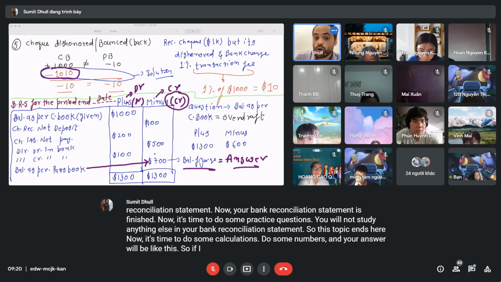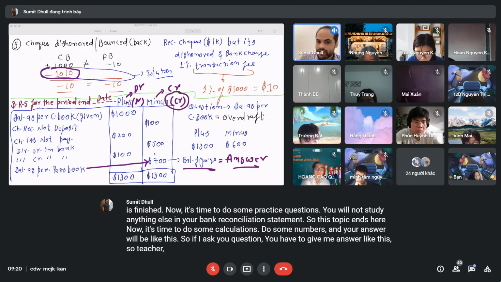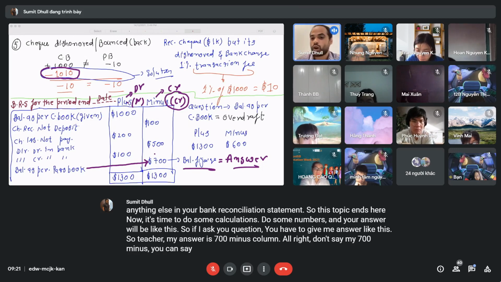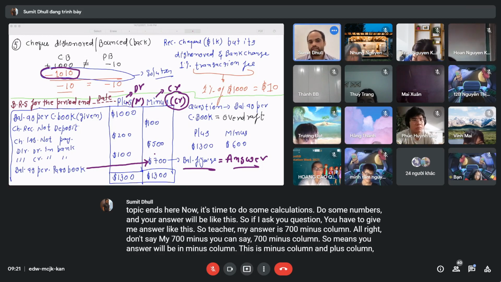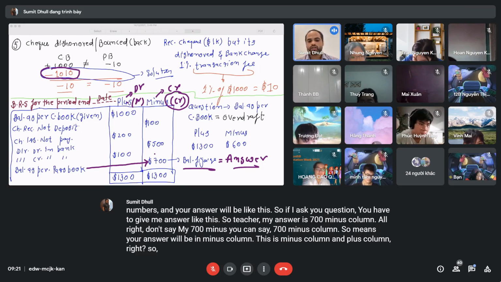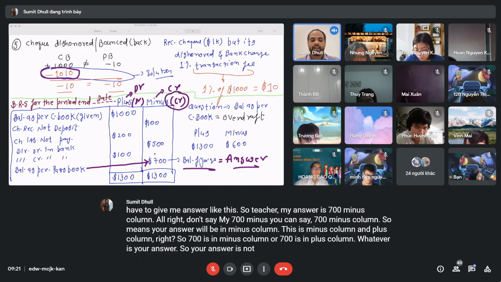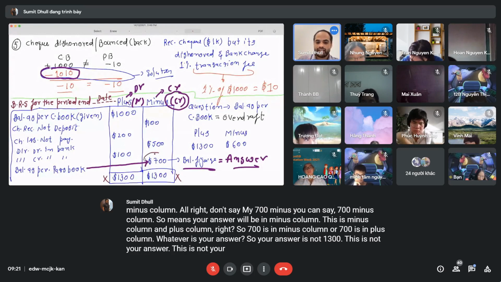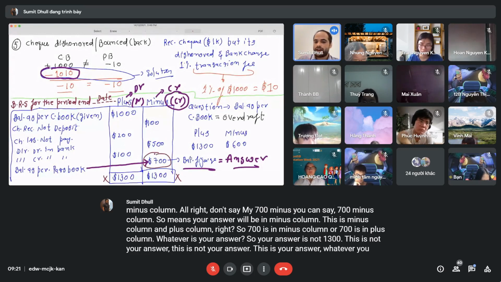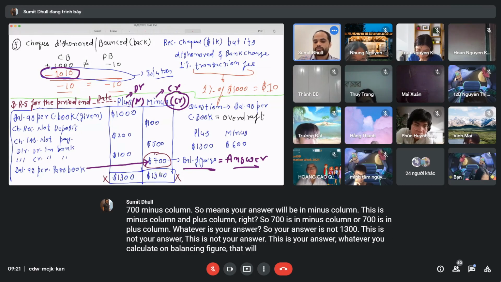So if I ask you a question, you have to give me the answer like this. So, teacher, my answer is 700 minus column. All right, don't say just 700 minus. You can say 700 minus column. So it means your answer will be in the minus column. This is the minus column and the plus column, right? So 700 is in the minus column or 700 is in the plus column, whatever is your answer. Your answer is not 1,300. Whatever you calculate as the balancing figure, that will be your answer.